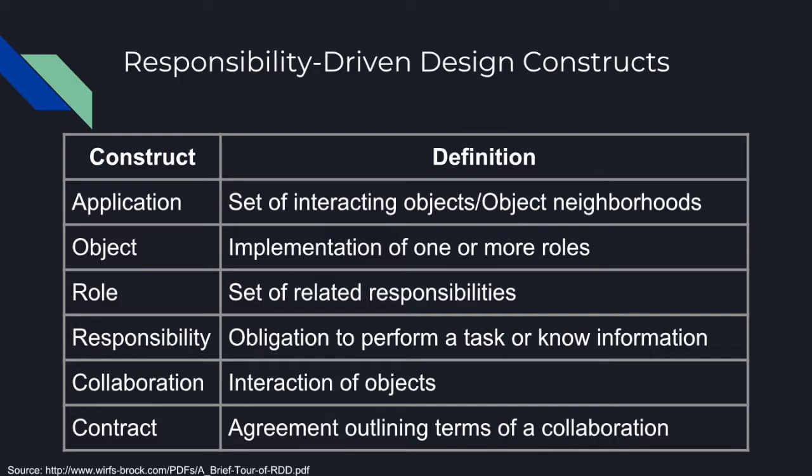The object is an implementation of a role. A role is just a set of responsibilities that the object is responsible for when it's collaborating with other objects. These collaborations are defined by contracts, which we'll talk about in a little bit. The contracts define how any two objects interact.